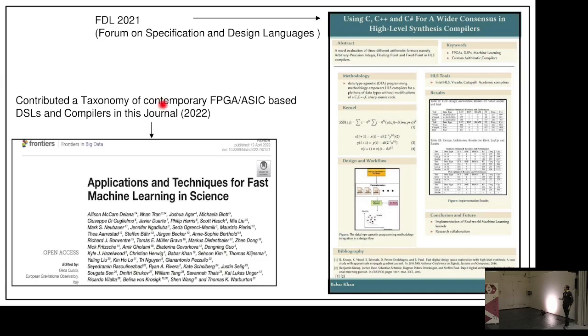Other thing is that we contributed to a journal paper where we built a taxonomy of all DSLs and compilers being used in academia for the last 2 decades about ASIC and FPGA chips, all for the research software engineers who do not have that interest in hardware, but at some point will have to use the hardware. So that's one contribution. The taxonomy was the list of compilers and DSLs which people can use as a software engineer.